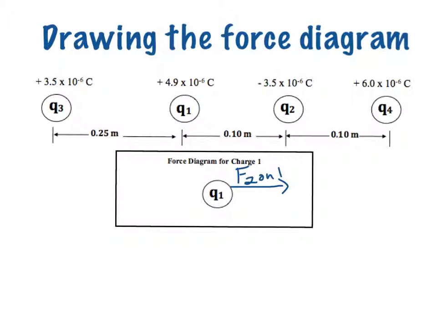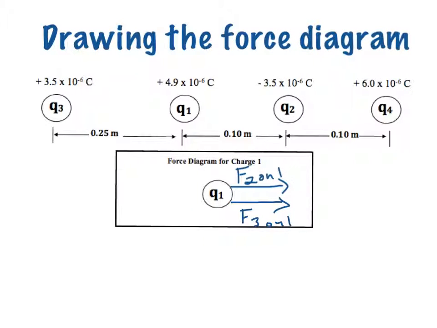If I do the same thing now for charge 3, again charge 1 is here, and charge 3 is going to repel charge 1, so it's going to push 1 to the right as well. So I can add another force vector down here, the force of 3 on 1, so both of those are acting to the right.